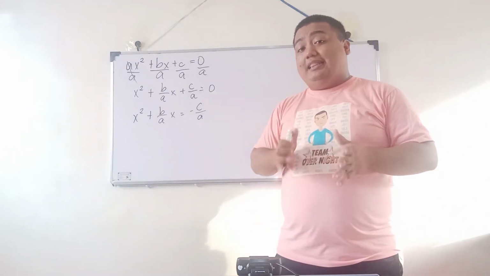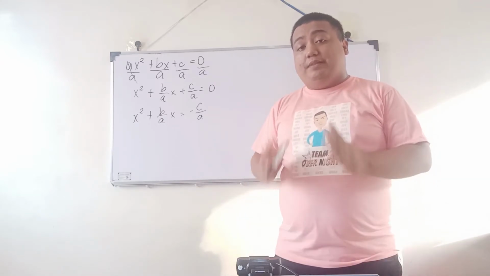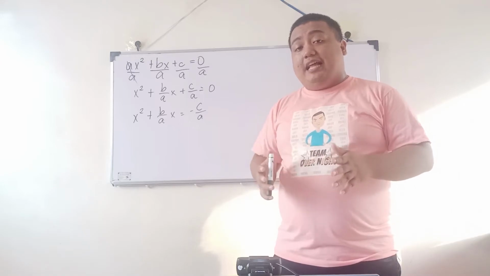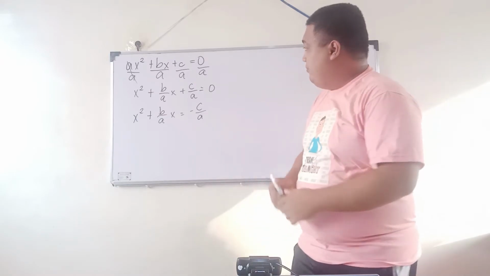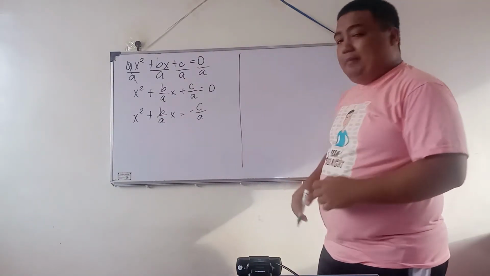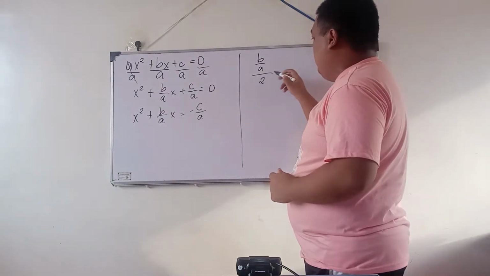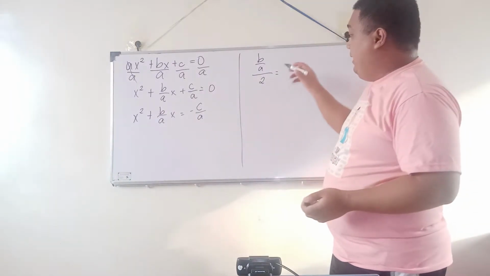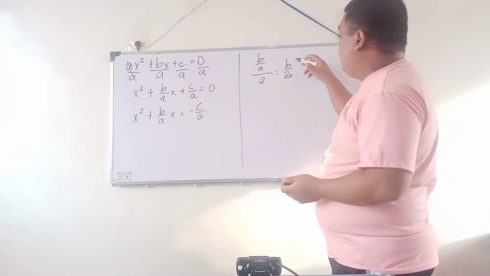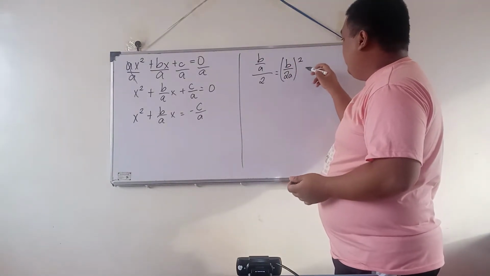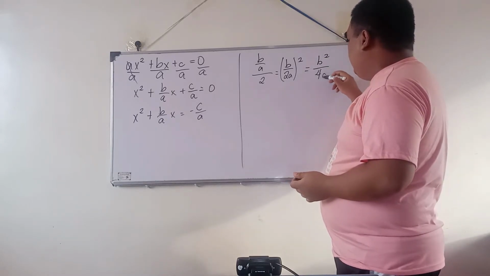Then kapag nalipat na natin ang constant term on the other side of the equation, ipa-perform na natin yung completing the square wherein i-divide natin yung coefficient ni x by 2, then after that, we will square it. So, dito natin siya muna gawin para di tayo malito. So, b over a, we will divide it by 2. Okay, so the answer there will be b over 2a. And after that, we will square it. So, raise it to the second power. So, it is equivalent to b squared over 4a squared.